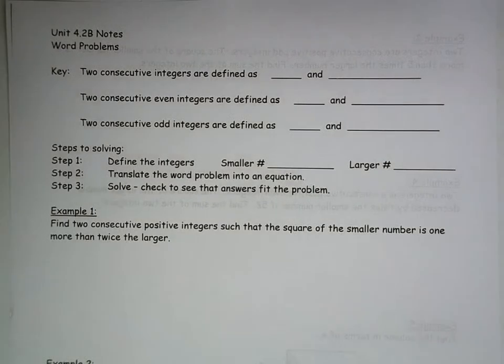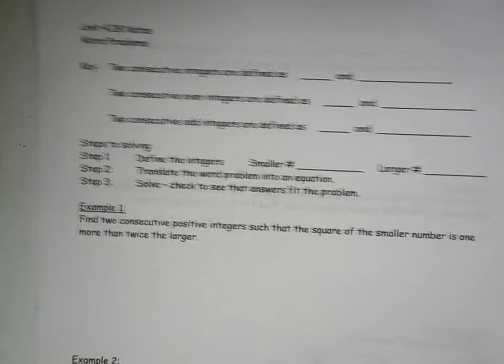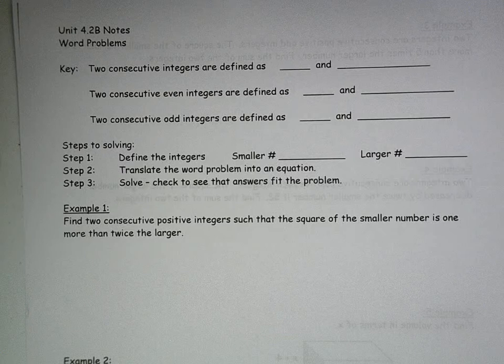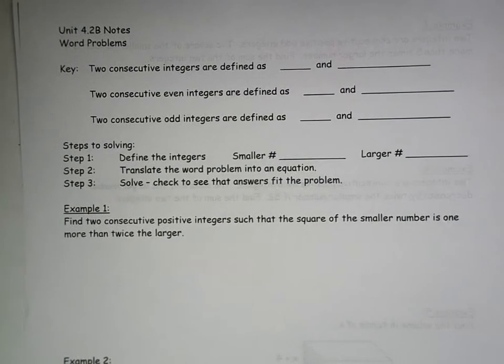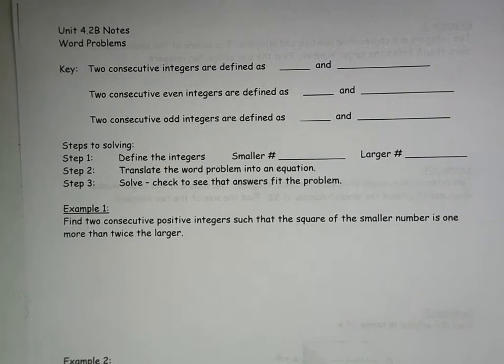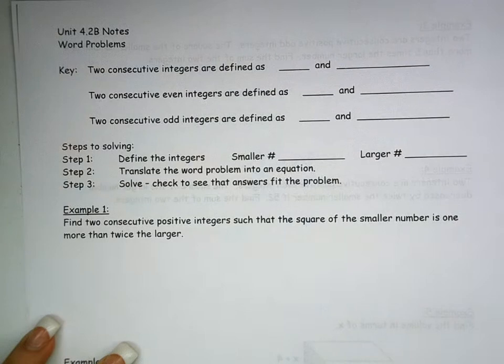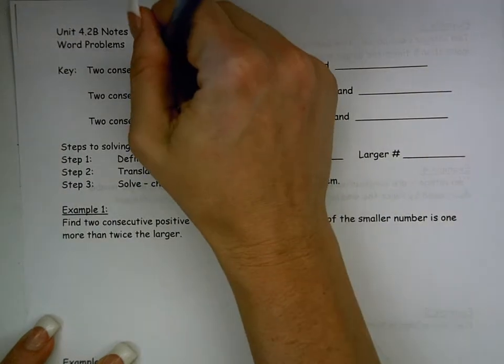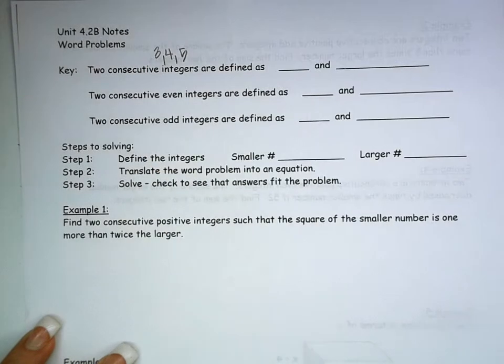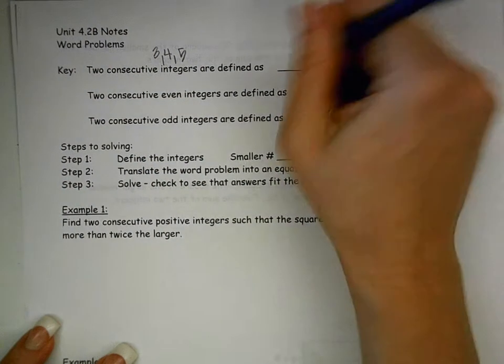Okay, what are integers? Does anyone remember what integers are? Integers include positives and negatives. It also includes 0. Integers are whole numbers. They can be positive or negative or 0. So when we're talking about consecutive integers, give me an example of 3 consecutive integers. 3, 4, 5. Whenever we define these, we always start with x.